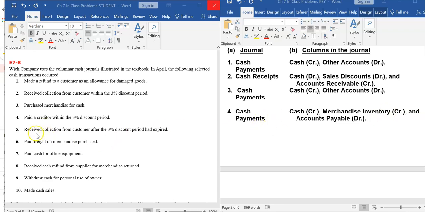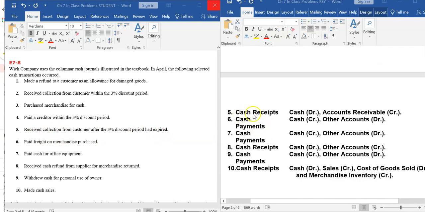Number 5, we received a collection from a customer after the 3% discount period had expired. It's a collection, so we know it's going to be in the cash receipts journal. We know we are receiving cash, so we'll be debiting cash. And because the collection was outside of the discount period, there is no discount to record. Thus, the entire amount will be recorded in the accounts receivable credit column, decreasing accounts receivable for the amount that the customer paid off.